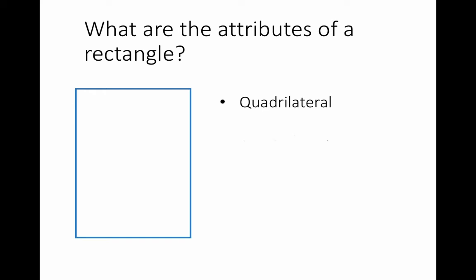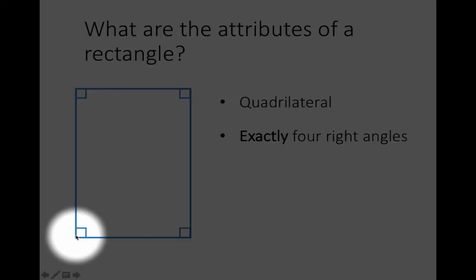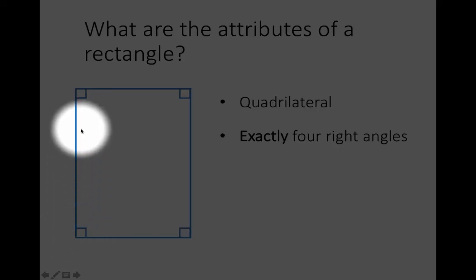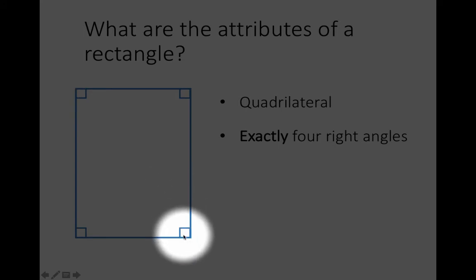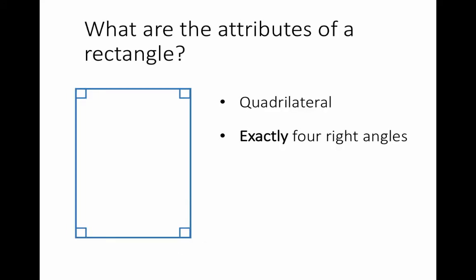Now, what makes a rectangle different from a parallelogram? A rectangle must have exactly 4 right angles. In the diagram, we note a right angle by placing a small square in the corner where the angle is located. We can see that in this quadrilateral, all 4 angles are right. They measure exactly 90 degrees.